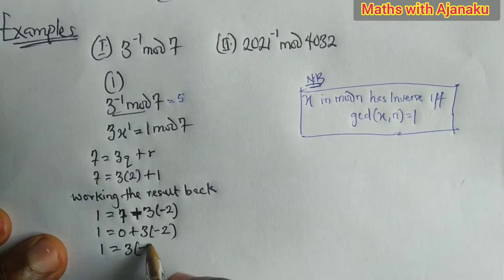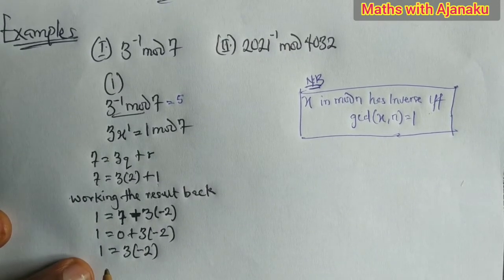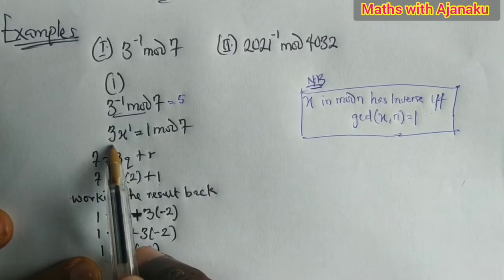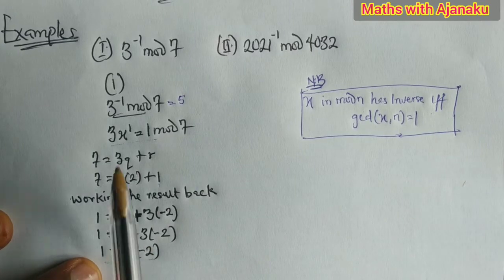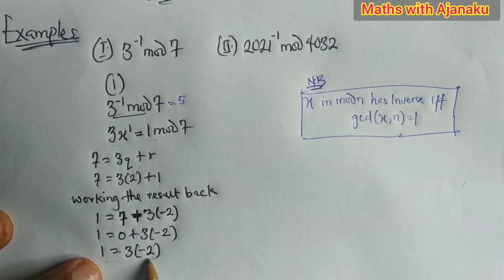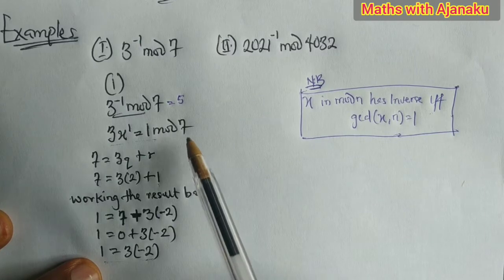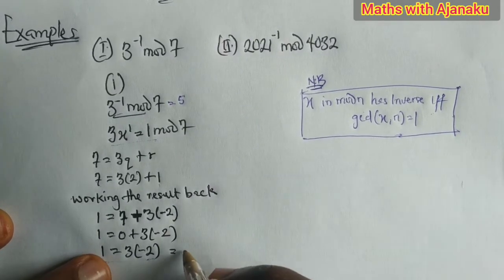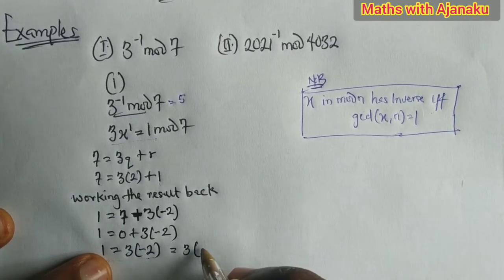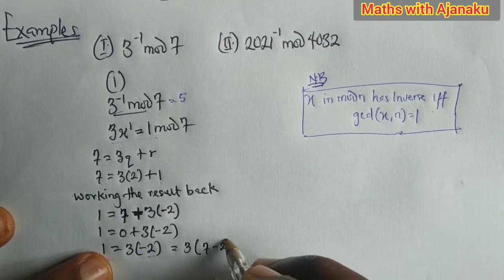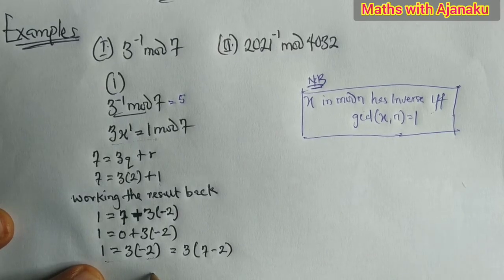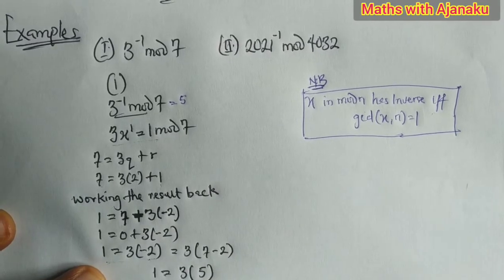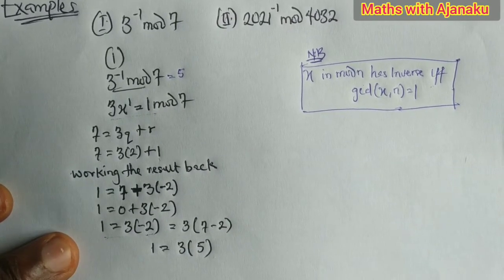So 1 is equal to 3 into bracket minus 2. If you look closely, you can see that this implies that my x prime here is equal to minus 2, but I can't have a negative number in modulo 7, so definitely I'll be adding 7 to this. So this becomes 3 into bracket 7 minus 2, and this becomes 1 equal to 3 into bracket 5. Here the inverse of 3 is 5.